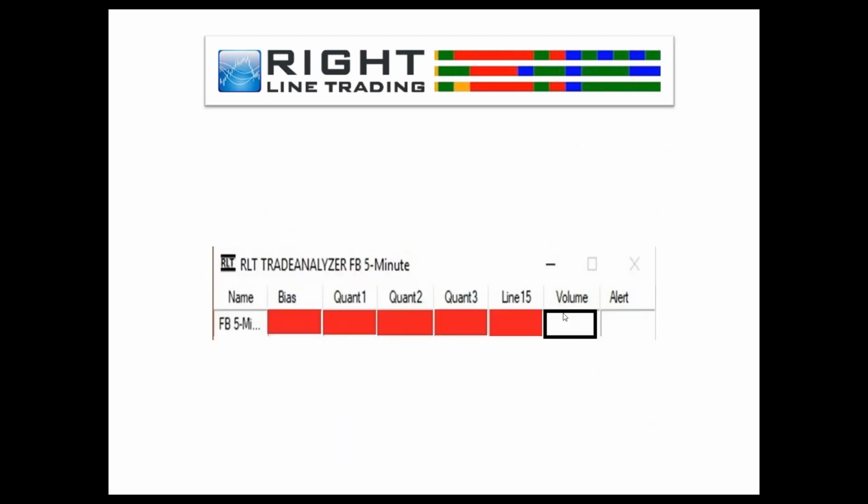Now, there's volume. The analyzer looks at volume and projects it for you. It doesn't do an analysis of volume, but the reason we put it on there is to make sure that you can see, even if the chart is folded up, that the market is turning enough volume for you to take a trade.